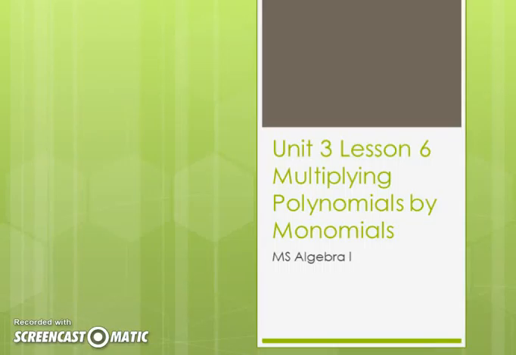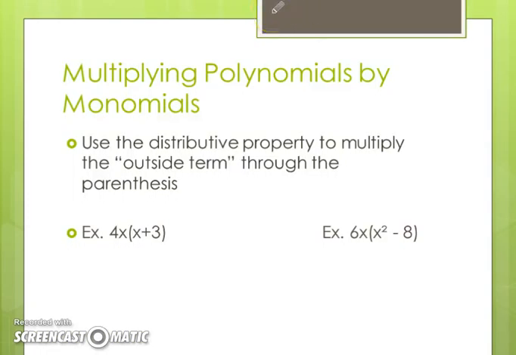This lesson is for Unit 3, Lesson 6, multiplying polynomials by monomials. So multiplying polynomials by monomials, you're basically using the distributive property to multiply that outside term through the parentheses. And if you remember, when we multiply where the base is the same, you add the exponents.